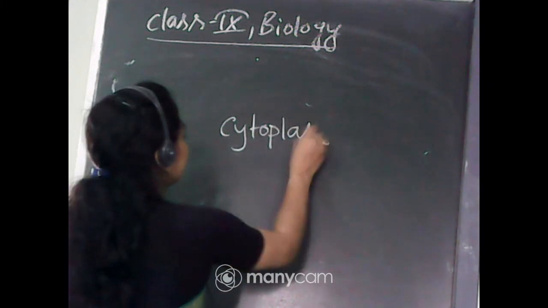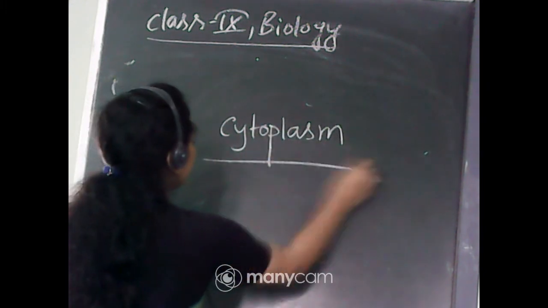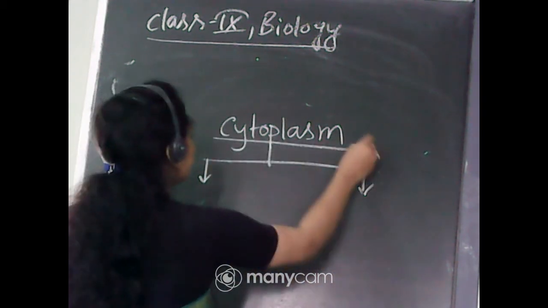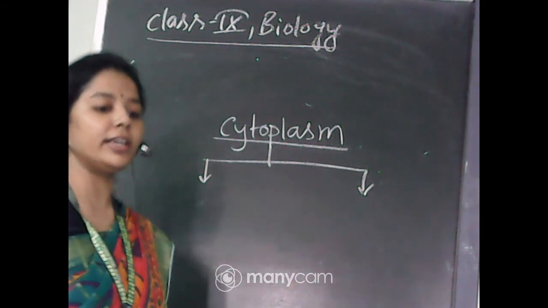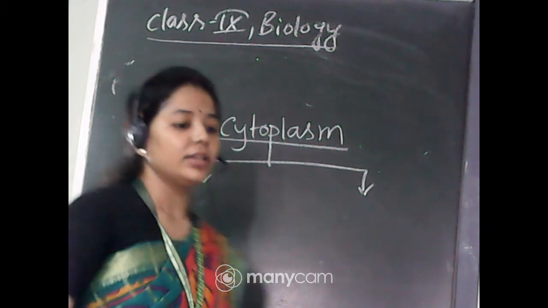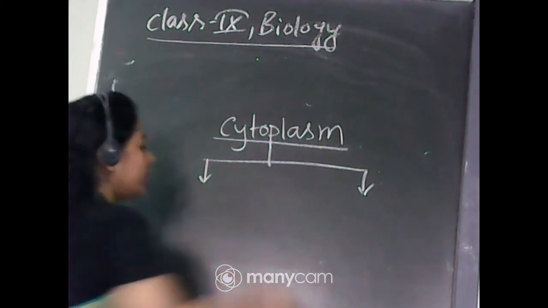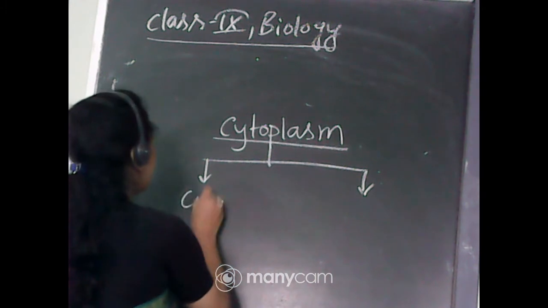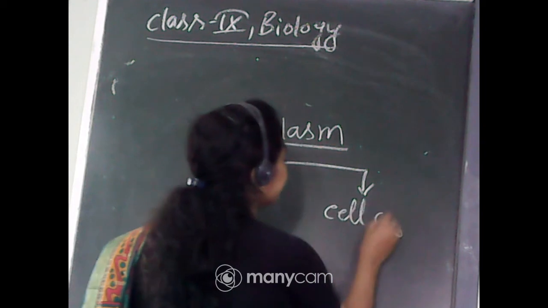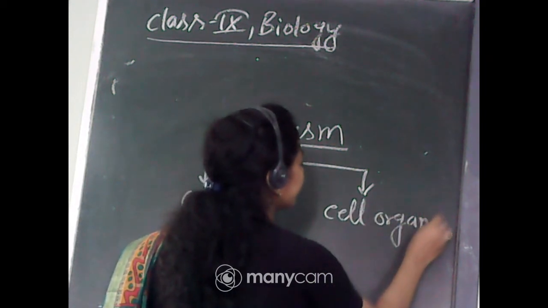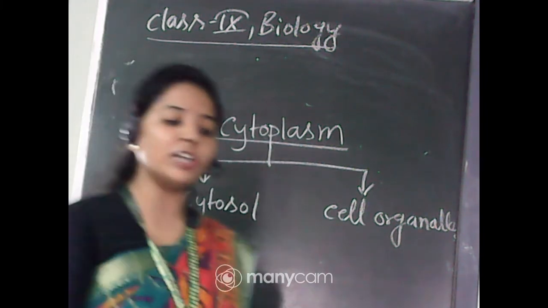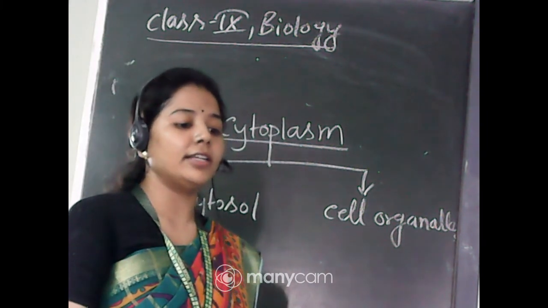You can make some small notes like me, whatever I am writing on the board, you must follow those. Now the cytoplasm has two parts. One is cytosol and another is cell organelle. Okay, so cytoplasm has two parts: one is cytosol, another is cell organelles.